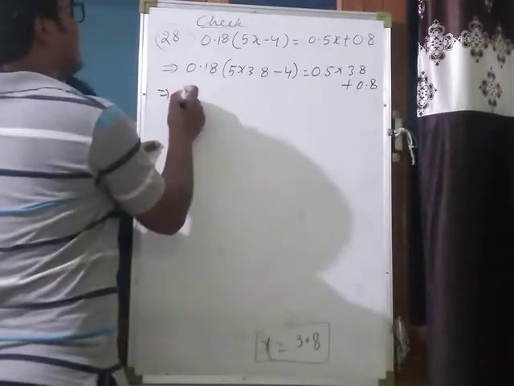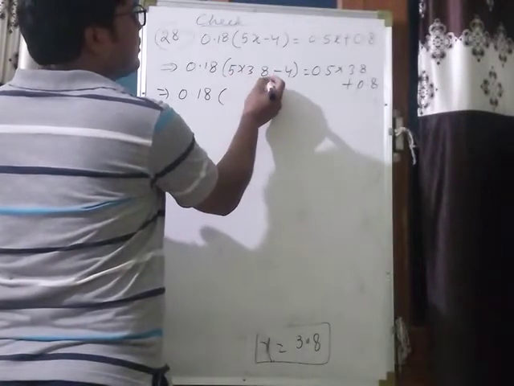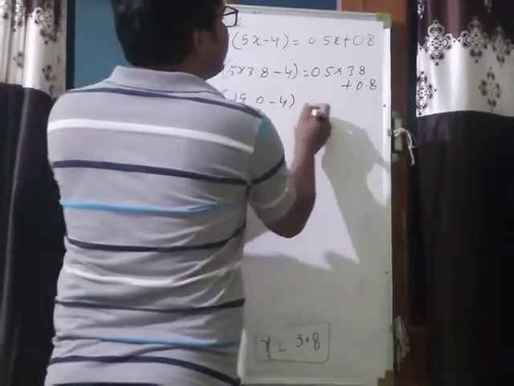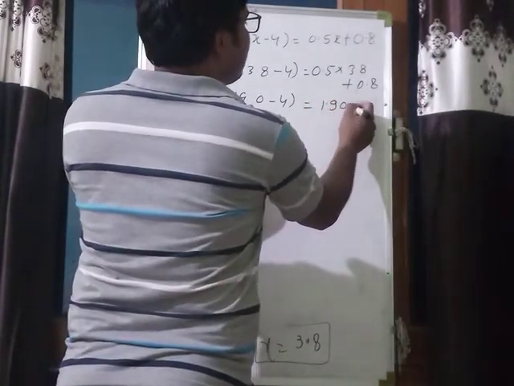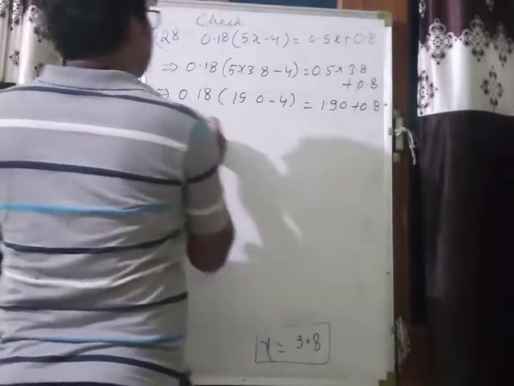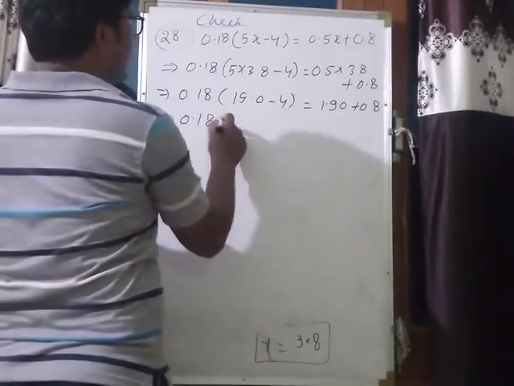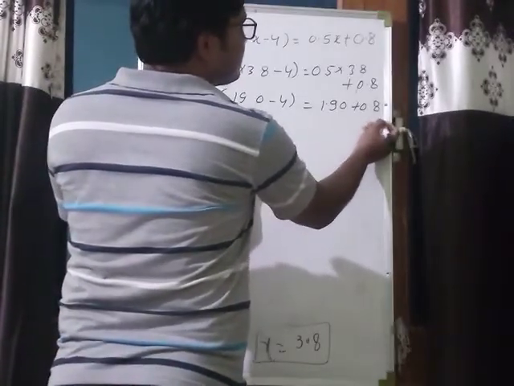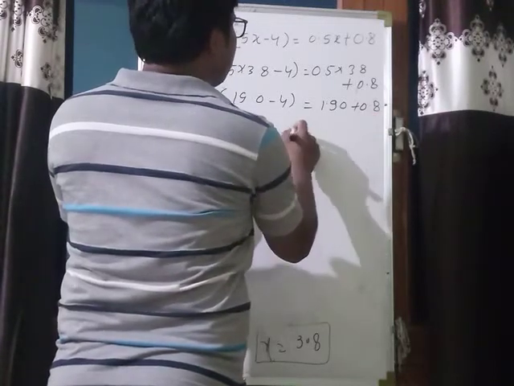So it will be 0.18, and this one is 5 into 3.8, that is 19.0, minus 4, and this is 1.90 plus 0.8. So it will be 0.18, and this is 19 minus 4, that will be 15, and that is 1.9 plus 0.8, that is 9 plus 8, 17. This is 2.7.